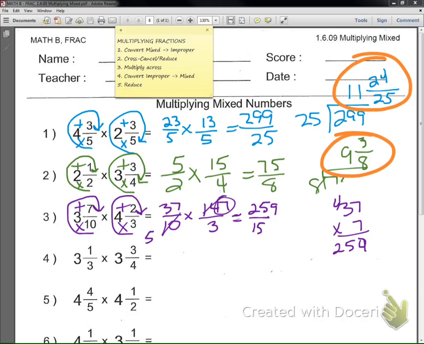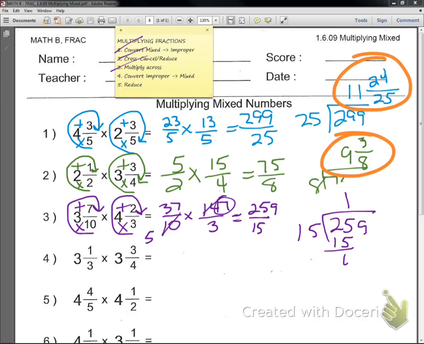259 over 15, you do need to change that into, so we've done this, done that, converted to, no, we haven't converted to a mixed number yet. That's what we need to do next. It's an improper fraction. We need to change it to a mixed number. So we take that top number and put it in the box. 259 divided by 15. 15 can go into 25 one time.